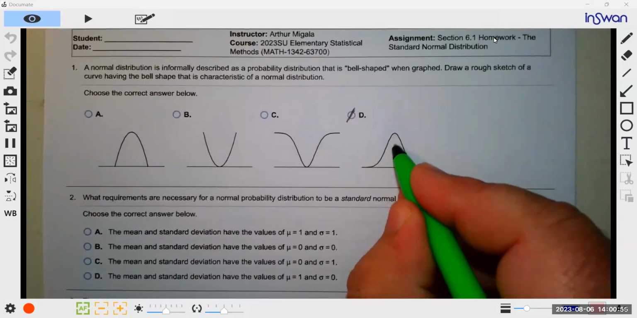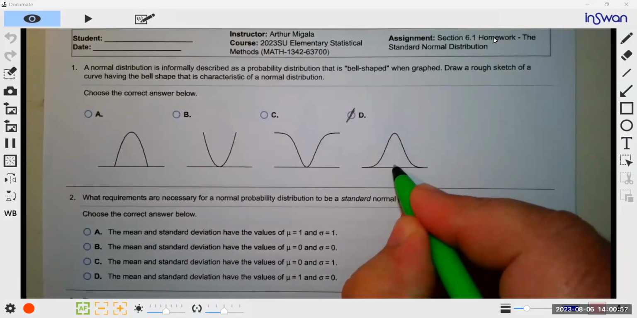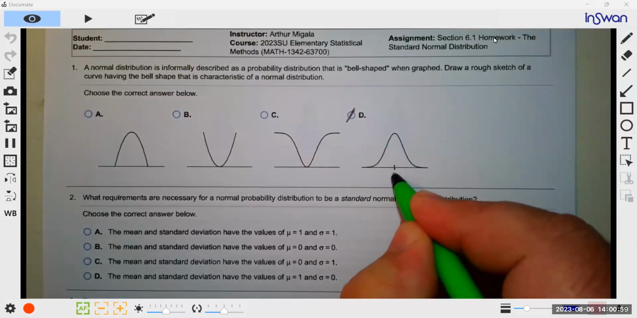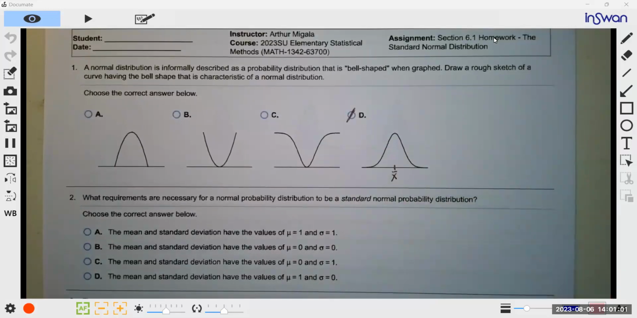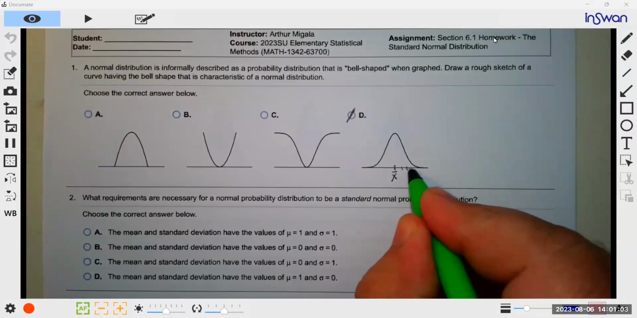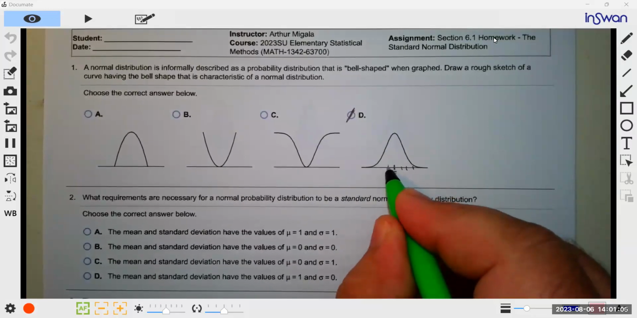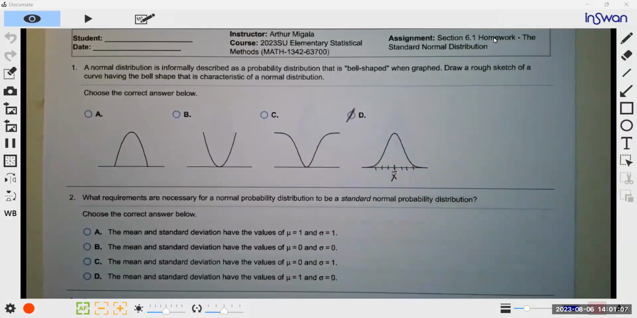And in the middle here, of a bell-shaped curve, that is your mean. It goes 3 standard deviations to the right and 3 to the left.